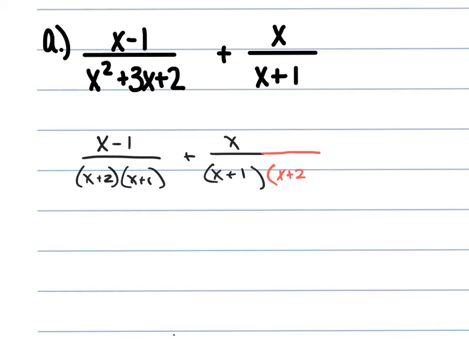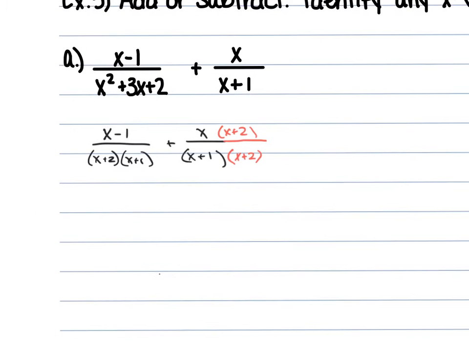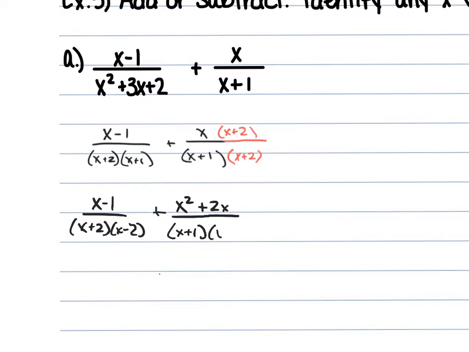So we've got the x plus 2 there and an x plus 2 on top. So I'm just going to go through and work these out. On the left, nothing is changing. We've got x plus 2, x minus 2, plus x times x is x squared. X times 2 is 2x, all over x plus 1, x plus 2.